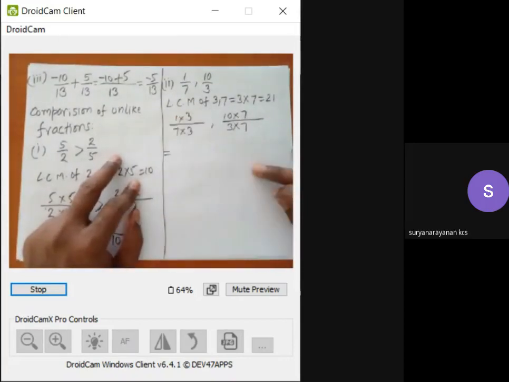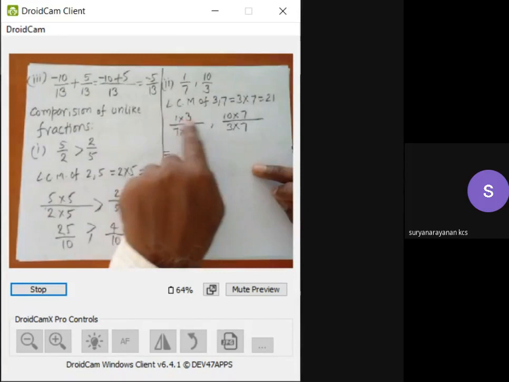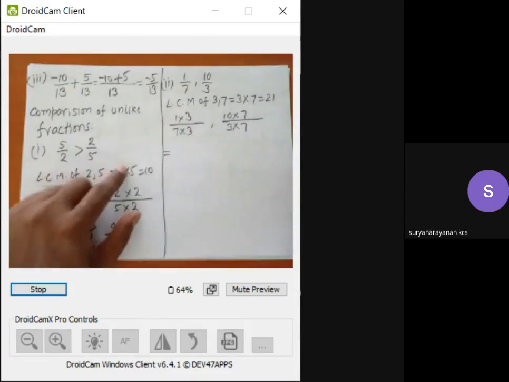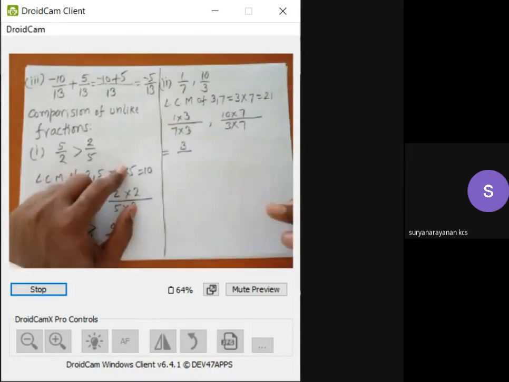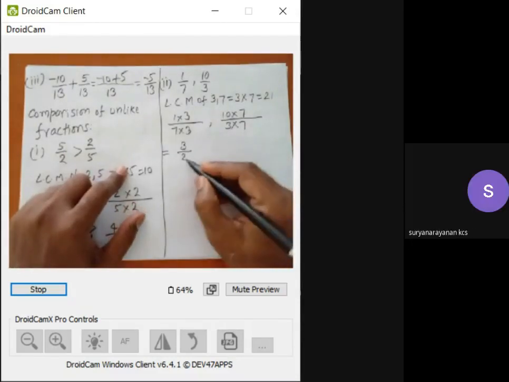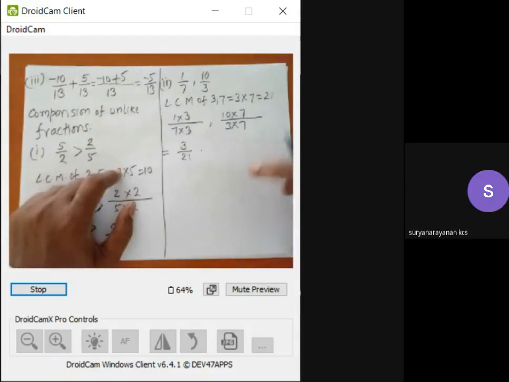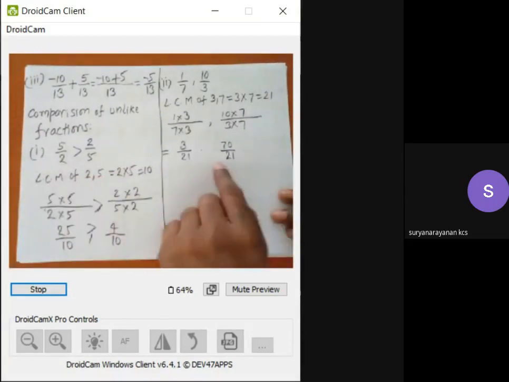That is equal to, let us simplify the first fraction. In the first fraction, what will you get in the numerator? Sir, 3. 3 by, what is the denominator in the first fraction? Sir, 21. Now come to the second fraction. What is the numerator? Sir, 70. 70 by, what will you get in the denominator? 21. In this stage, if you observe these two fractions, they are like fractions.